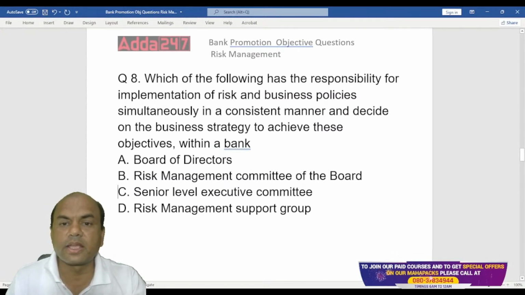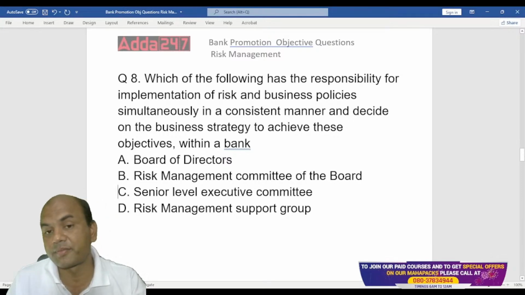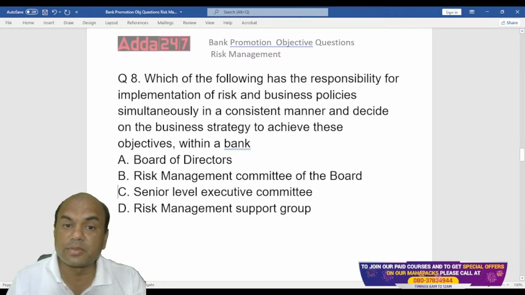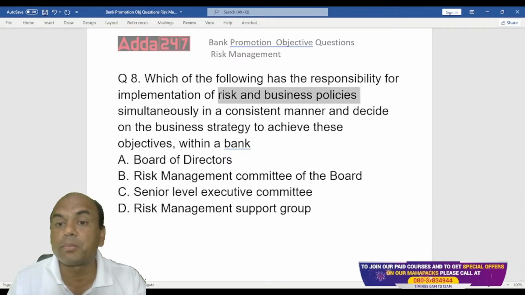Which of the following has the responsibility for implementation of risk and business policies simultaneously in a consistent manner and decide on the business strategy to achieve these objectives within the bank? So, responsibility of implementing the risk and business policies simultaneously. See, risk and business policies are always opposite, roughly. Many times they are opposite.